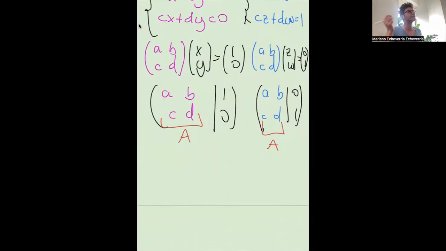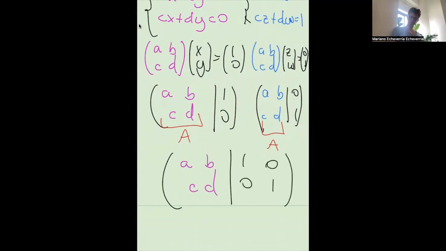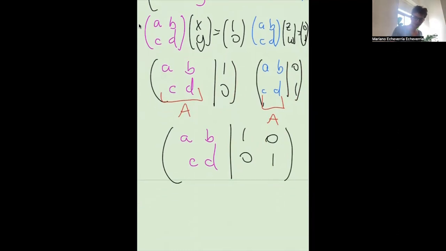So to save yourself, to cut your time in half, what we can do is combine this into a single mega system where I just put A, B, C, D, and then here put 1, 0, and then 0, 1. Right? So just copy paste these here, and that's what we're going to do. What's happening here is that you have the matrix A, and here you have the identity matrix.